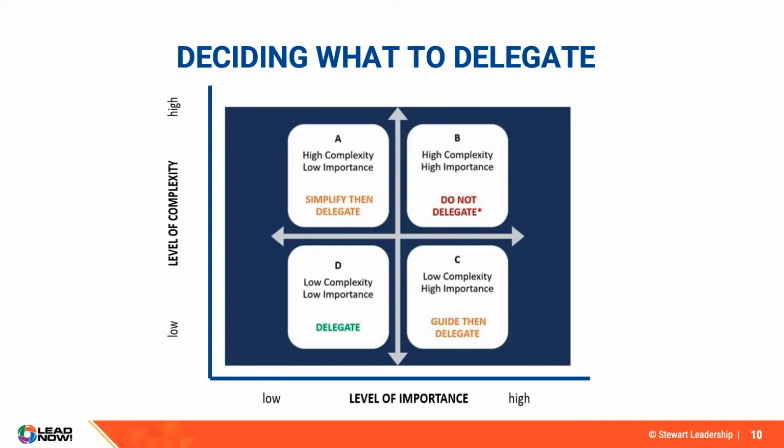And I'm going to start A, B, C, D. We'll just go around the quadrants here. A quadrant is an item, a task that is highly complex, but it's of low importance. If there's something in your day-to-day that is highly complex, if there's a lot of steps in doing it, but it's of low importance, then you want to simplify that task, figure out how you can simplify it. How can you break it down?